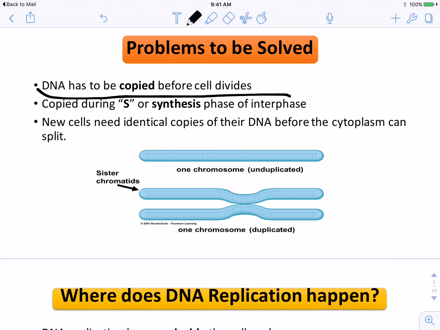Don't worry about the synthesis phase or the S phase. You don't really need to know that. What you need to focus on in this slide is that DNA has to copy before the cell divides, before it splits. And it needs an identical copy before the cytoplasm can split.